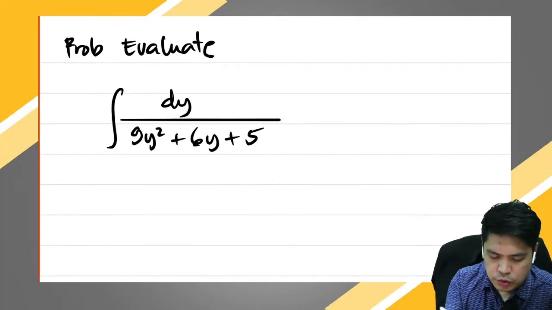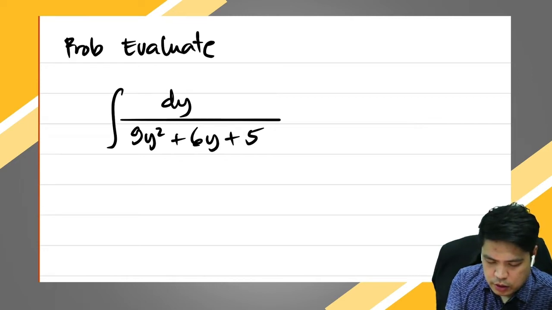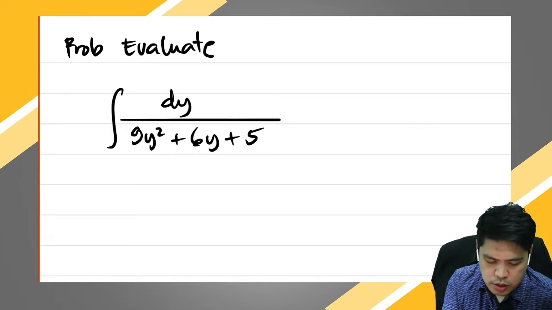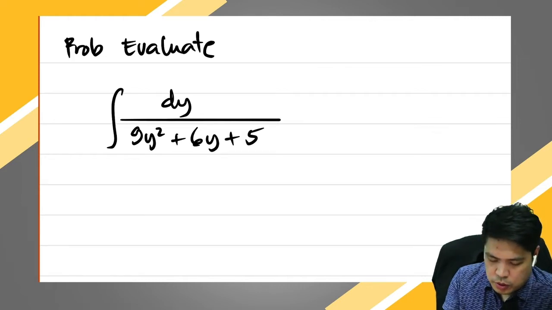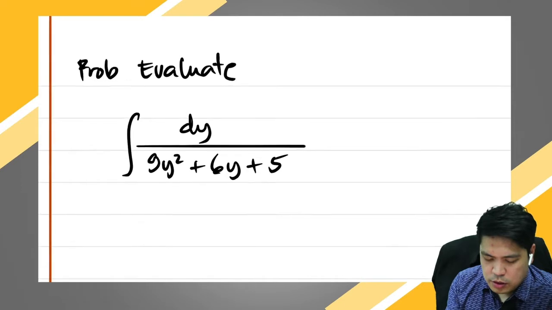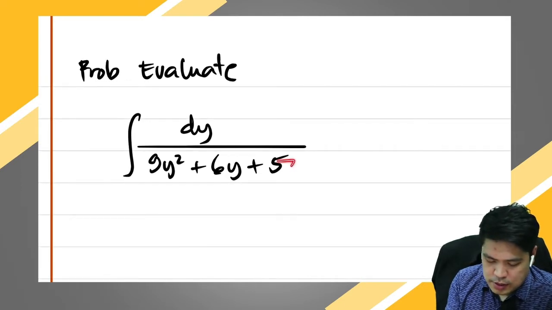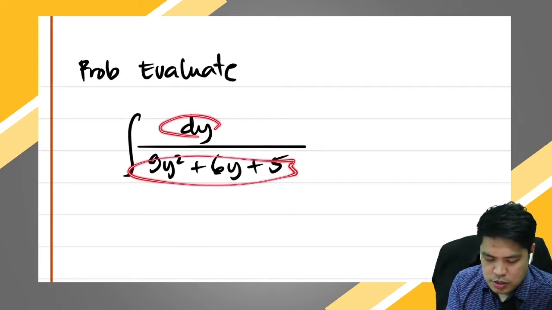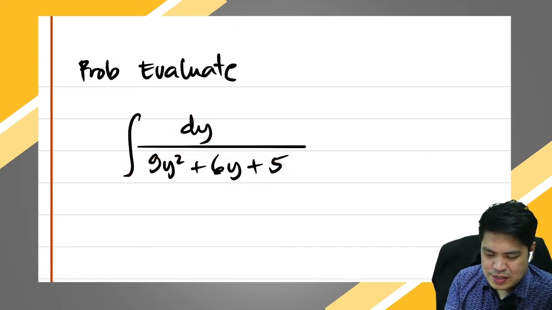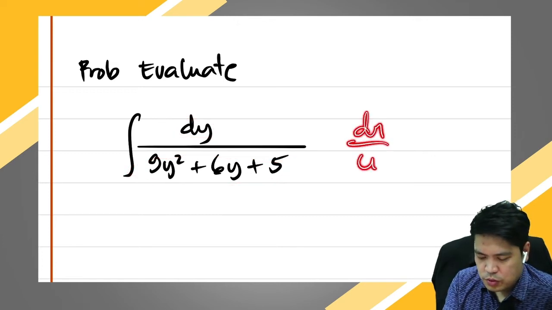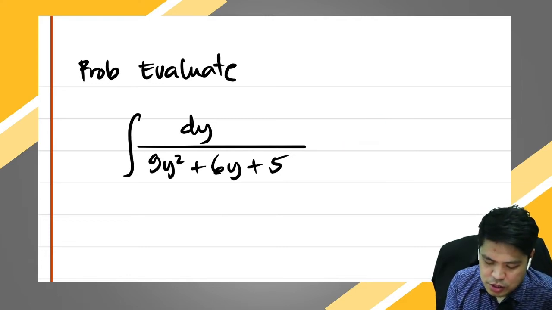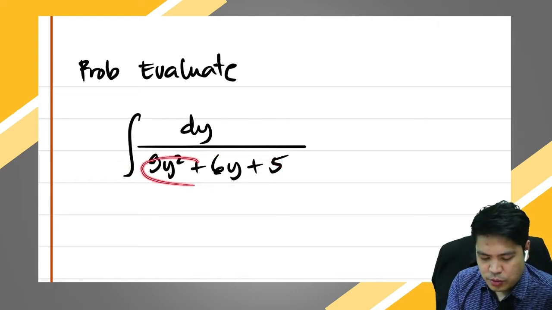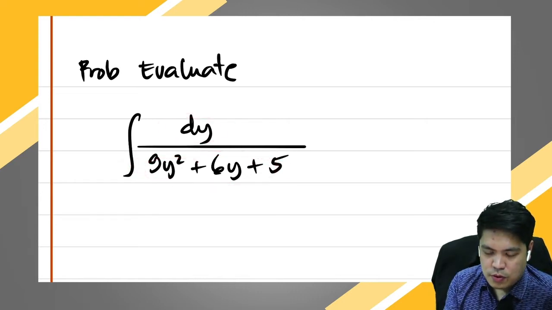We have to evaluate the integral of dy over 9y squared plus 6y plus 5. Okay, so what would be our approach here? Ito siya, this particular integral, this is second degree, and this is 0 degree. So therefore, this is not the case of du over u, right? Because pag du over u, 1 degree lower lang yung numerator than the denominator. But in this case, 2 degrees lower na siya. This is squared and this is 0, right?